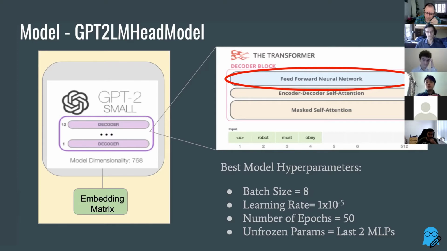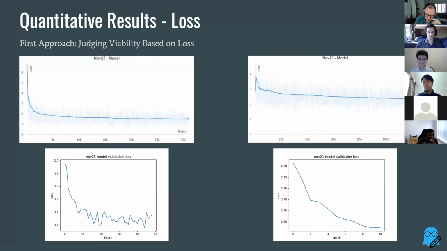And so GPT-2 itself is made up of an embedding matrix followed by a series of 12 of these decoder blocks, where the output of one decoder block is sent up to the next one in the series until the output of the last decoder block is used to predict the next word in our story. During training, we froze all layers except for the MLPs in the last two decoder blocks. We did this so that we could freeze those feature identification layers while also allowing our model to train. And we empirically found that leaving two MLPs unfrozen was appropriate, since any more would cause overfitting and any less would underfit the model.